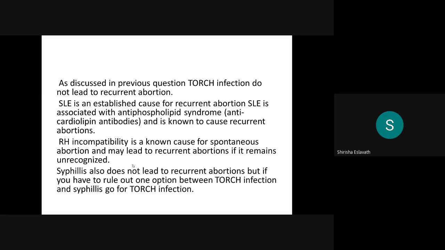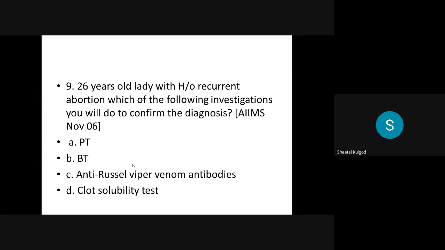Yes, ma'am. Fine. Ninth one, now: a 26 years old lady with a history of recurrent abortion, which of the following investigations will you do to confirm the diagnosis? PT, which is prothrombin time, bleeding time, anti-Russell viper venom antibodies, or clot solubility test. Yes, anybody with this answer?